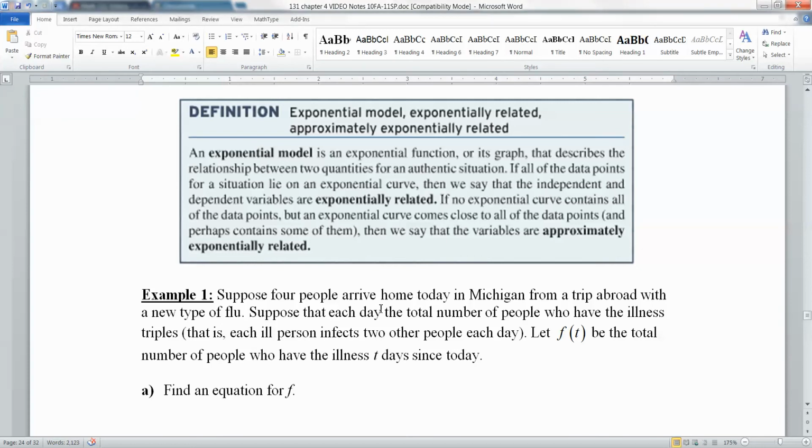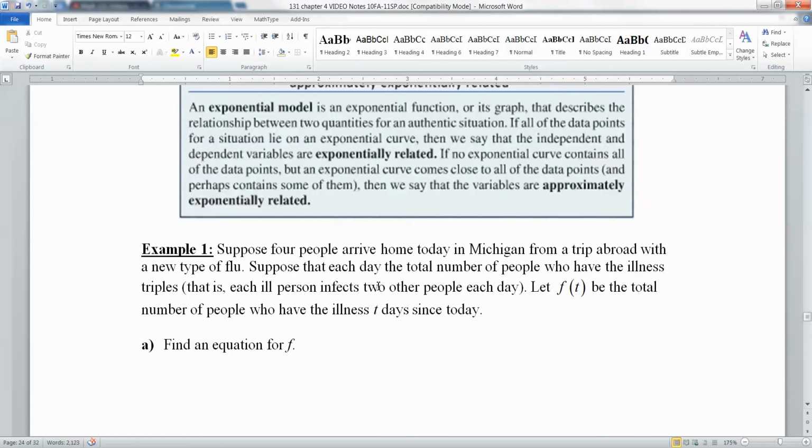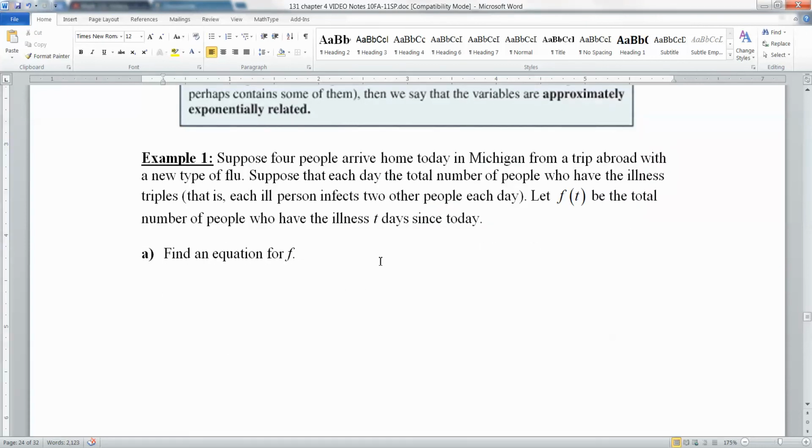Suppose 4 people arrive home today in Michigan from a trip abroad with a new type of flu. Suppose that each day the total number of people who have the illness triples. Okay, now think about what that means. That means that if the total number of people triples, each person infects 2 other people each day. There's an important distinction there that I want to get at, but we'll talk about it a little bit later. And let f of t be the total number of people who have the illness t days since today. Find an equation for f.